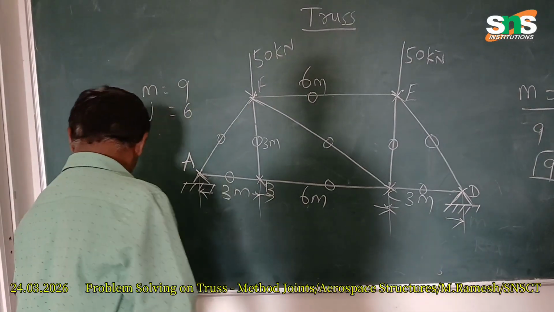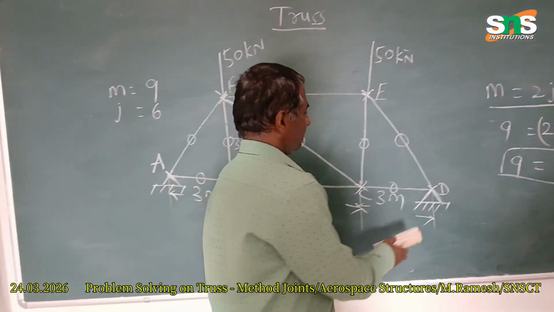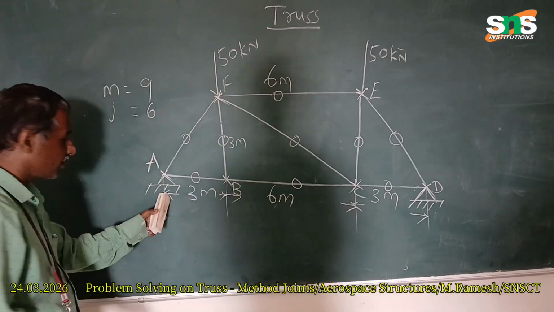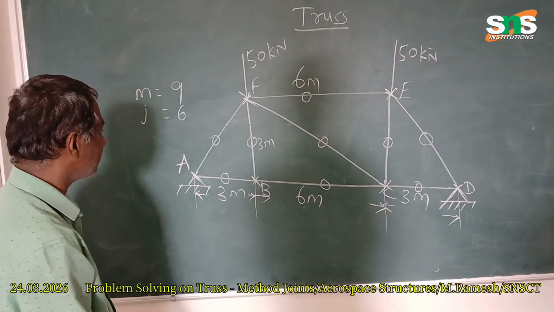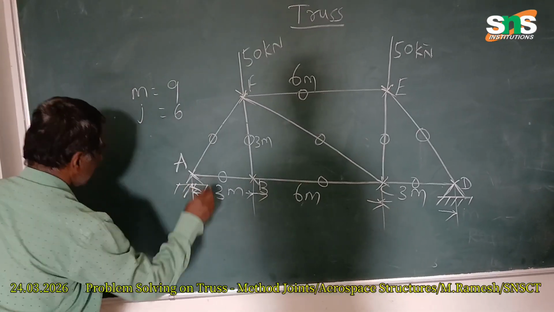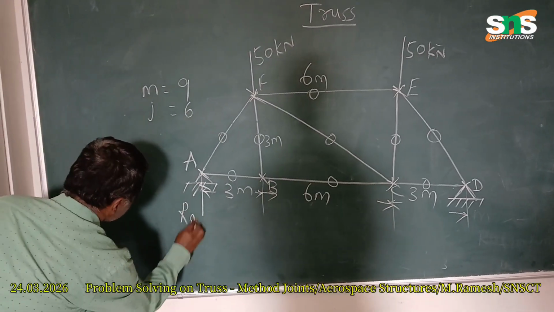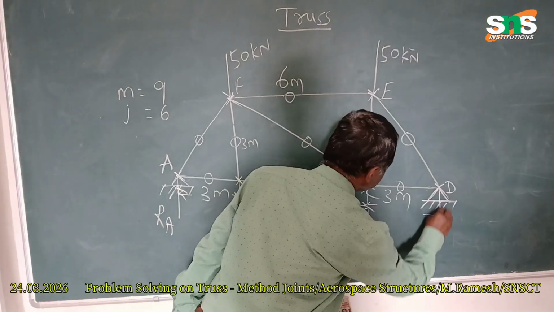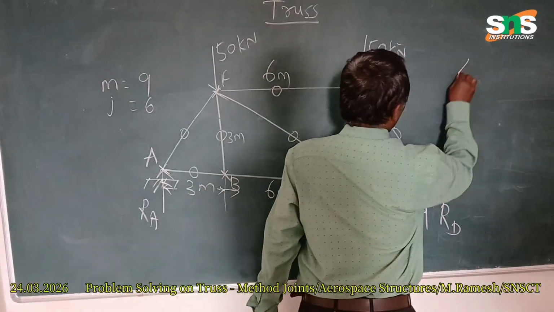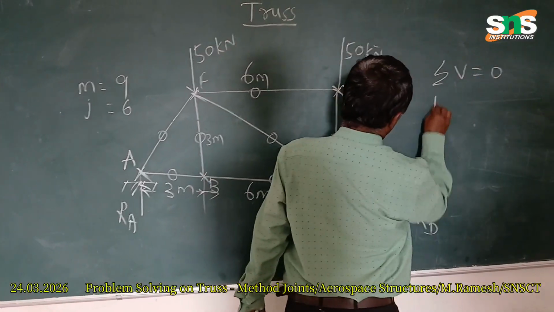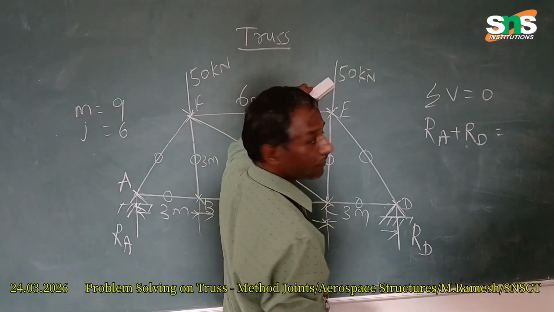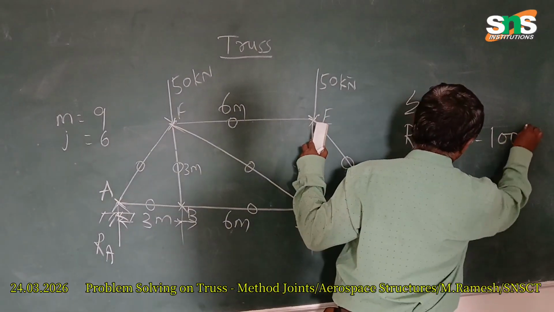Next, how to approach? We should find the support reactions. The support reactions should be found out. Here the supports are given: RA is the vertical reaction, and here is the vertical reaction RD. So sum of vertical forces equal to 0: RA plus RD is equal to 50 plus 50, so the total is 100 kN.